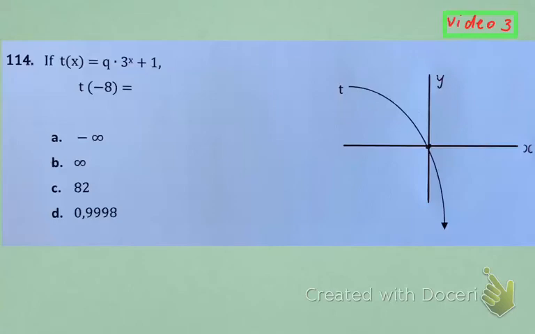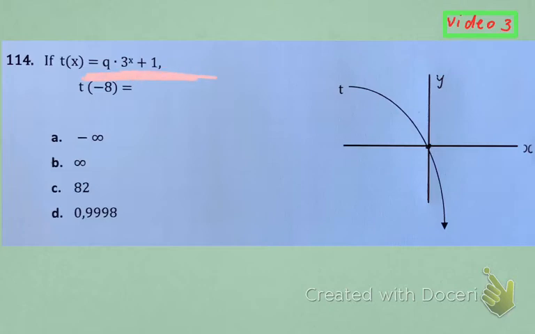Video 3, question 114. If t(x) is q times 3 to the x plus 1, what is the value of t at minus 8? Now you can see there the graph has been given, or a part of the graph of t has been given. That's very important. It's also very important to take note that, as you see here, this is an exponential function.